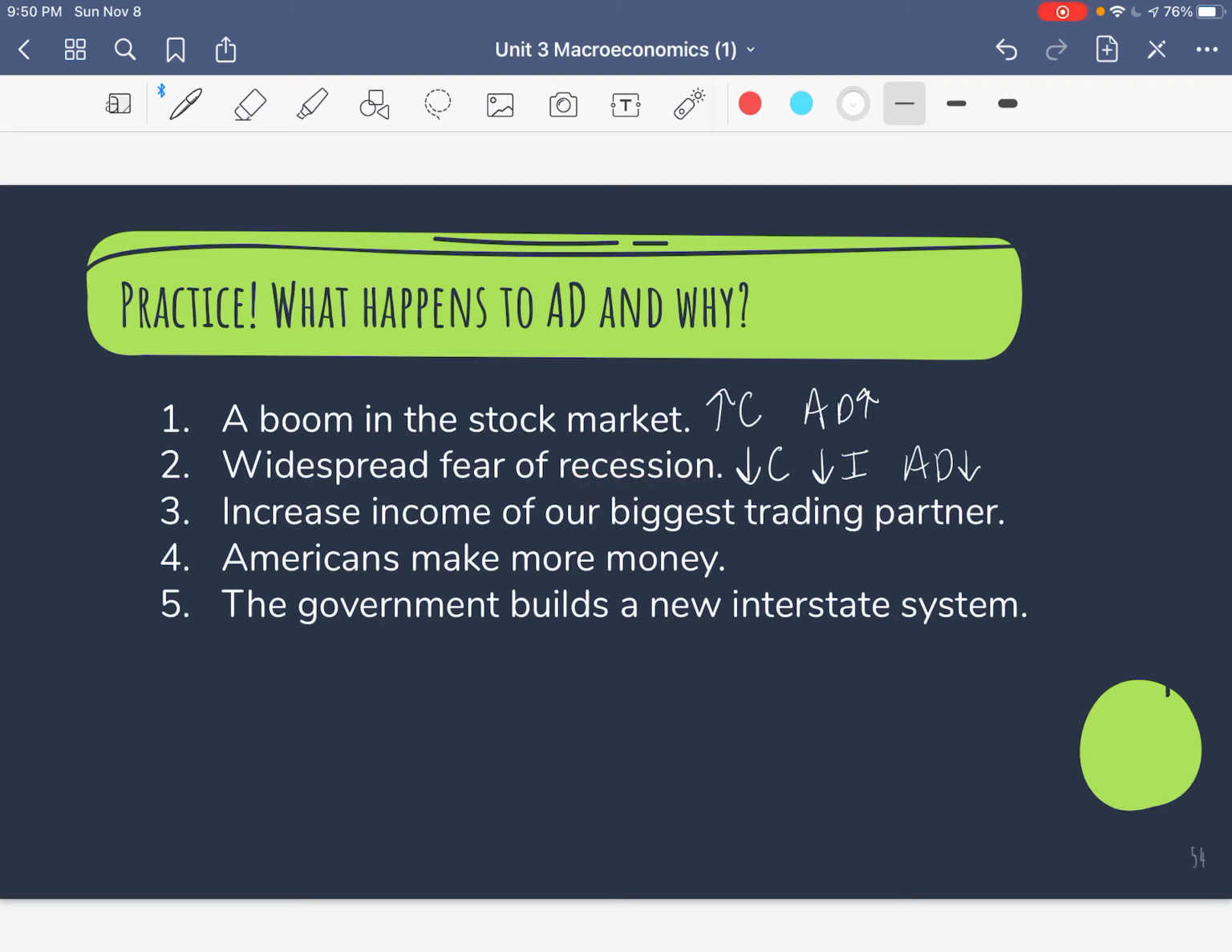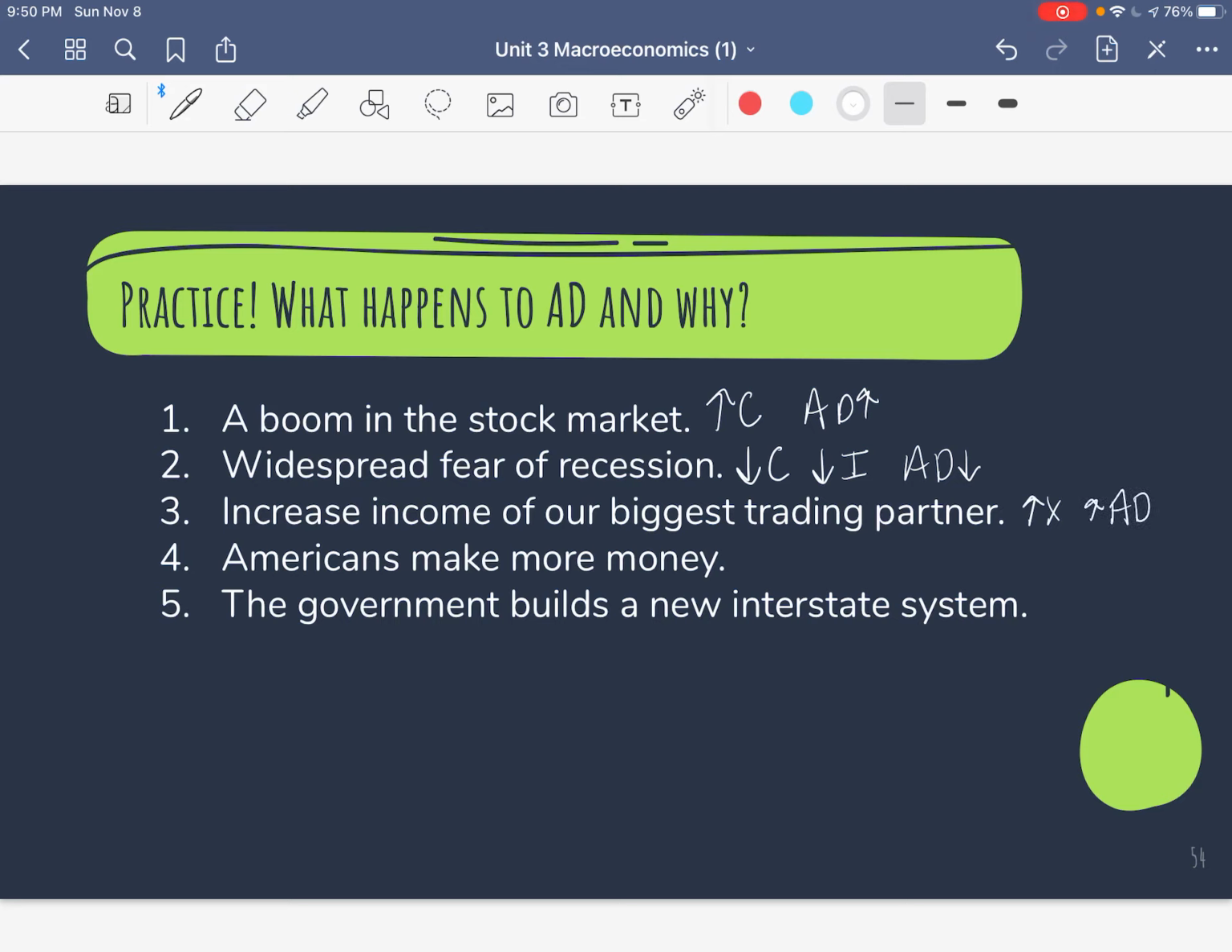Okay? Number 3, an increase in income of our biggest trading partner. So our biggest trading partner, let's say like, I don't know, Spain, I'm making up a country, they suddenly get more money. They're probably going to buy more of our stuff. So that means we would increase our exports and that would increase AD.